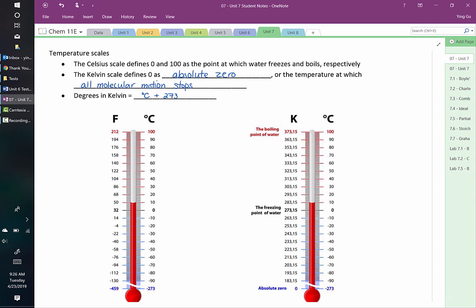That number is a measured value. It is not a defined value. It does carry sig figs with it. It's actually 273 point something something. For Chem 11 though, 273 is enough for our calculations.